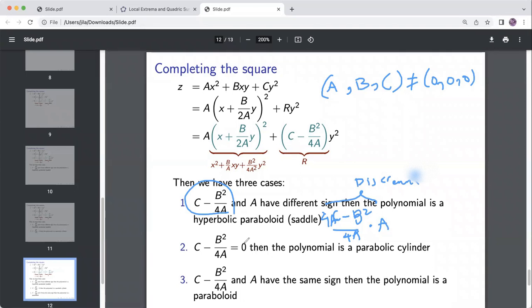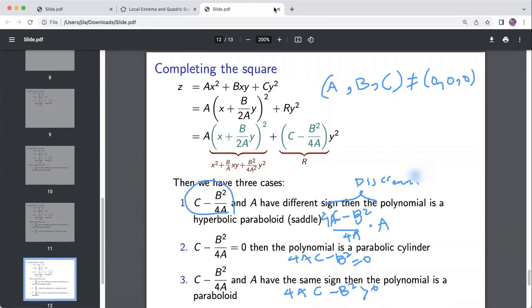Over here, being zero, again, it tells you that 4AC minus B squared has to be zero, which is the discriminant again. And on the bottom, it says that basically the discriminant is going to be positive. So that's how it works.